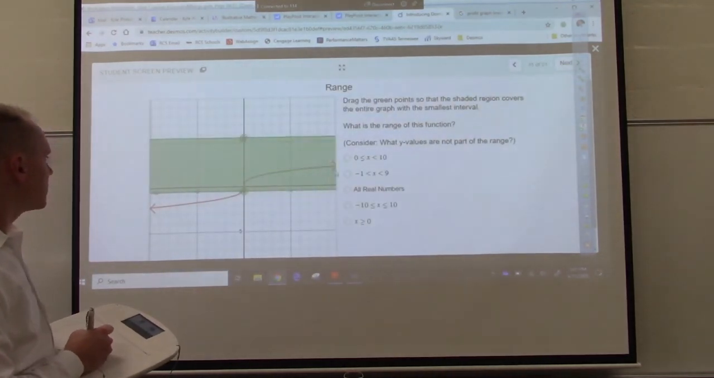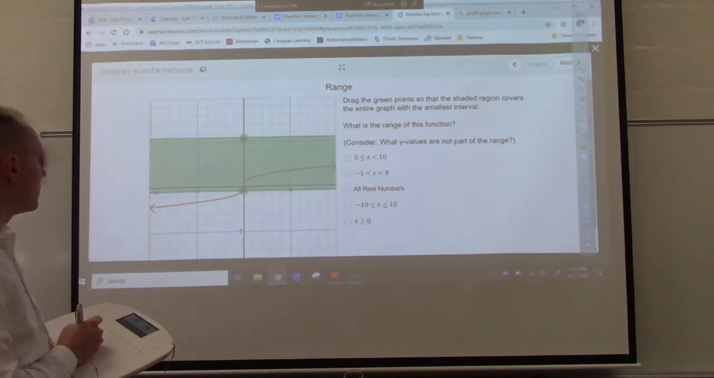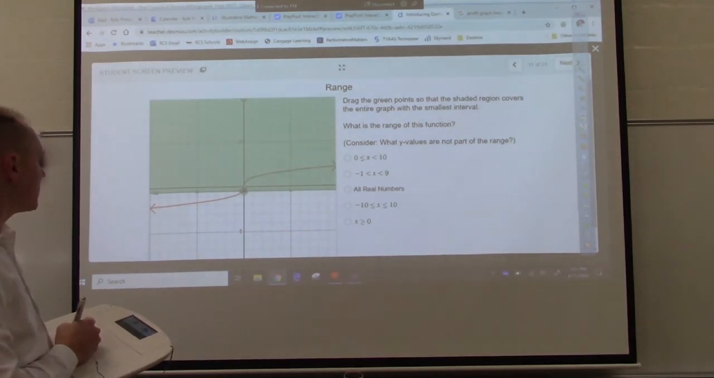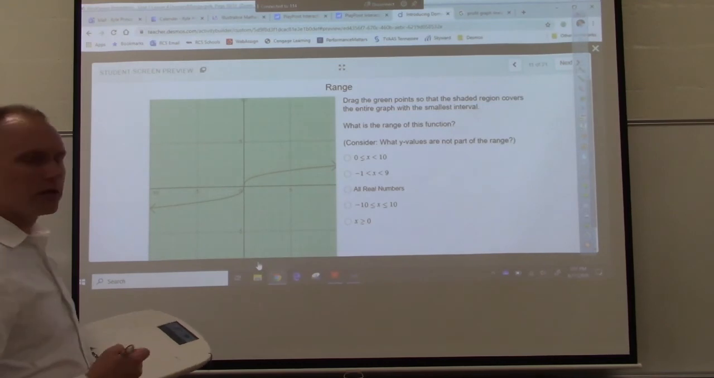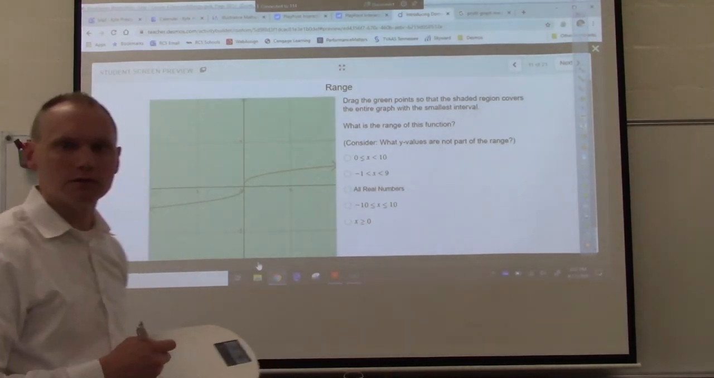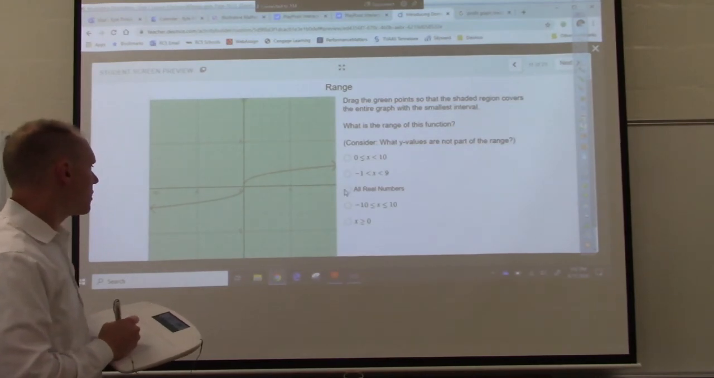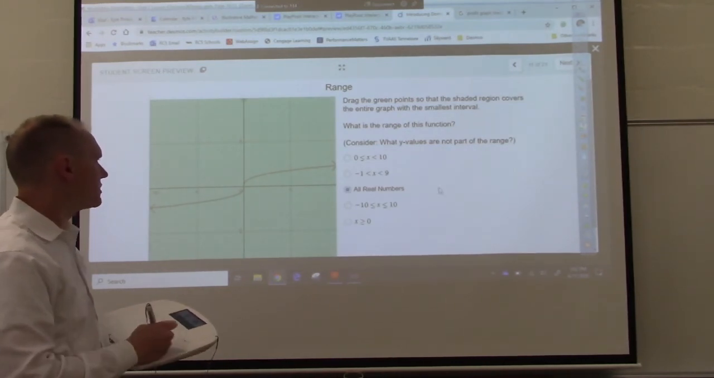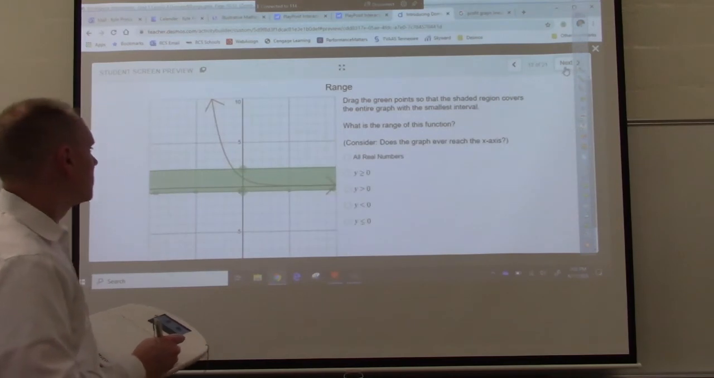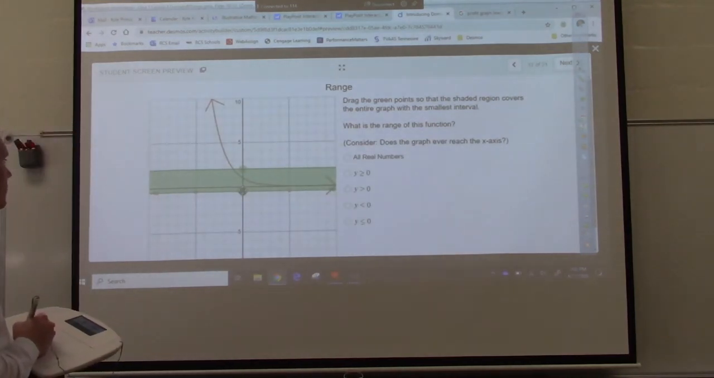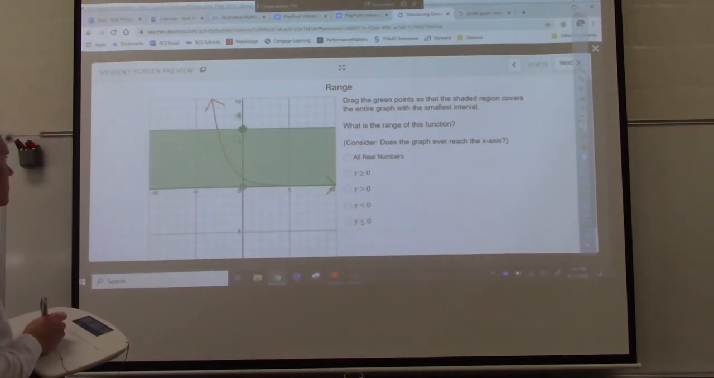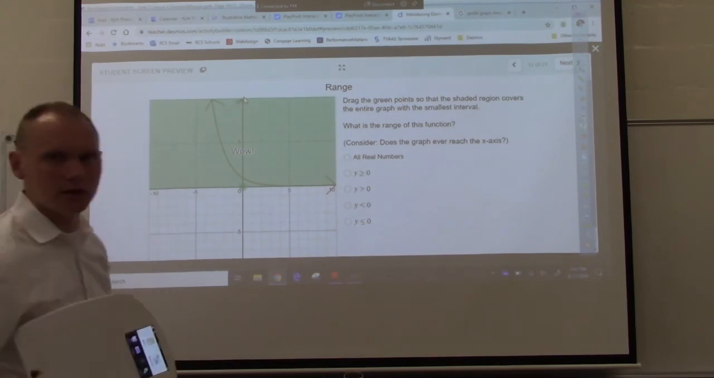Alright, these arrows indicate it's going to keep going out and up. And this is actually the cube root function. It's the cube root, not the square root, but the cube root of x. So it's all real numbers because it extends all the way upwards and downwards. This one's going to be from 0 to infinity.